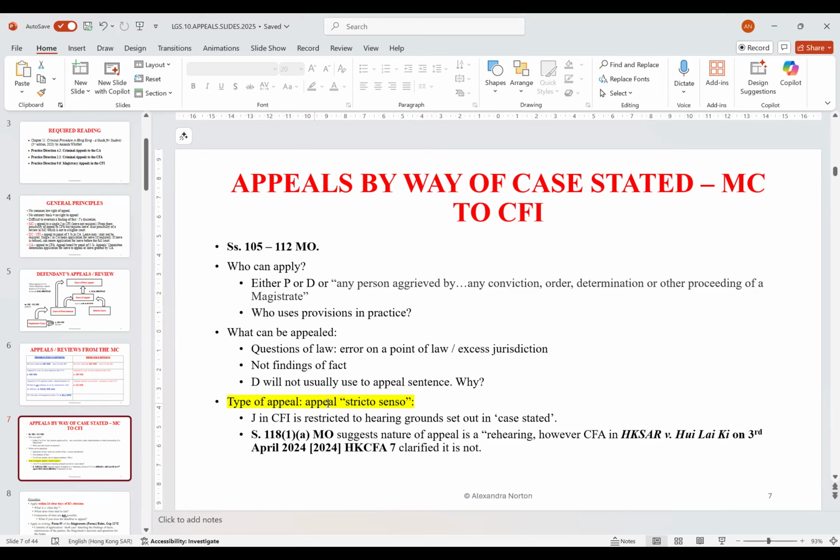And this type of appeal is an appeal stricto sensu. We'll talk in a bit about the different types of appeal, but basically what this means is you have to be able to identify an error of law in order to successfully appeal.